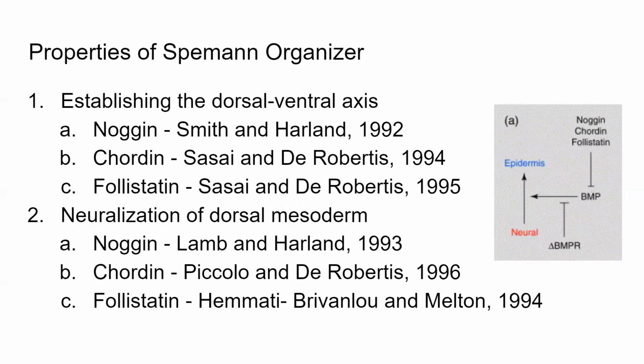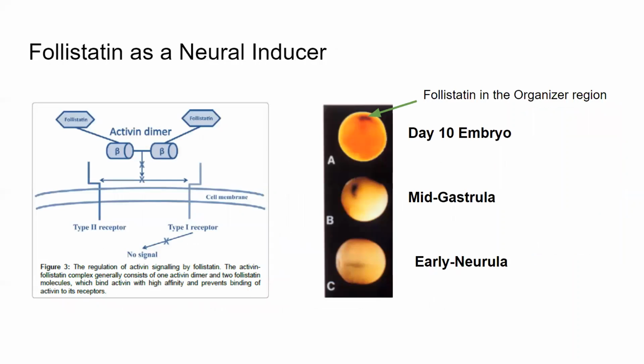The final major component of the molecular nature of the Spemann organizer is follistatin, which was initially identified as a neuralization factor in 1994, before being shown to have a dorsalization effect in 1995. Previous studies had shown that dominant negative activin receptors resulted in ectoderm becoming neural tissue, which led Hemmati-Brivanlou and Melton to conclude that activin antagonists contribute to neural tissue differentiation. They already knew that follistatin is able to bind and inactivate activin, and ran a series of experiments to prove that follistatin is a neural inducer expressed in the Spemann organizer.